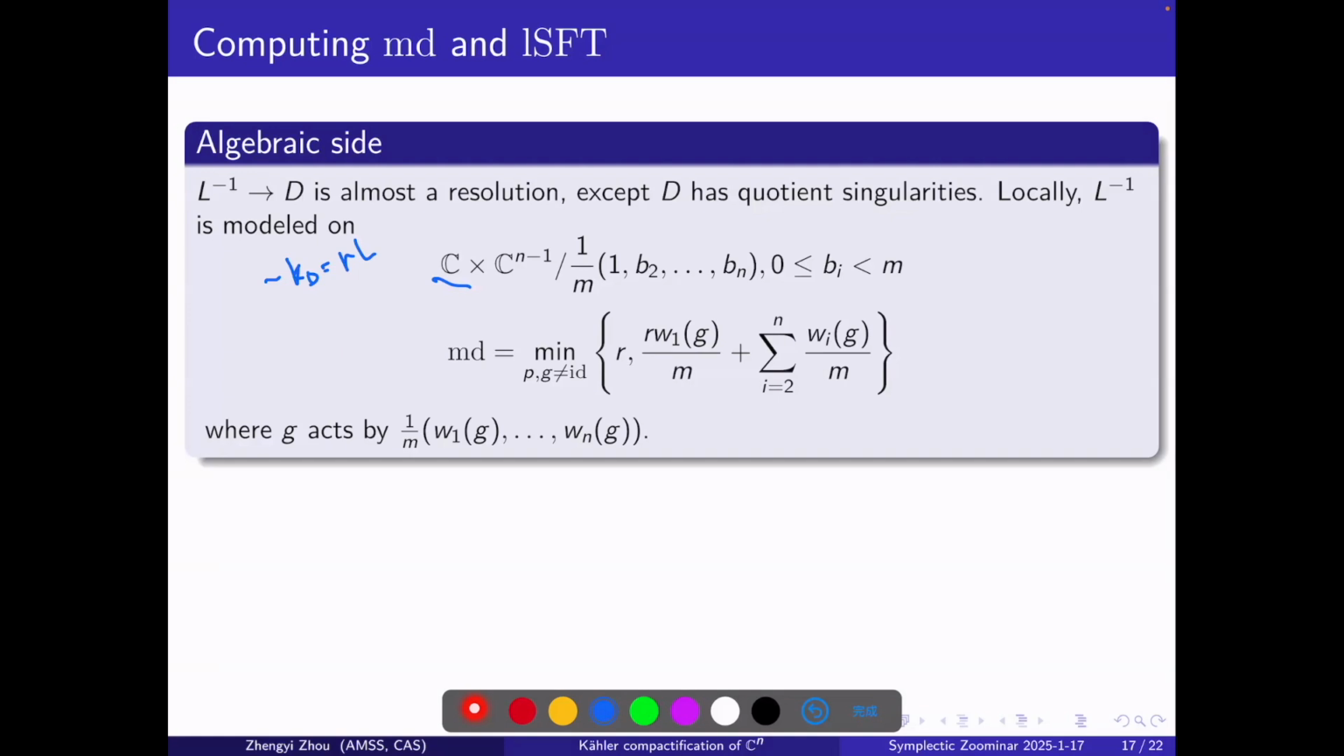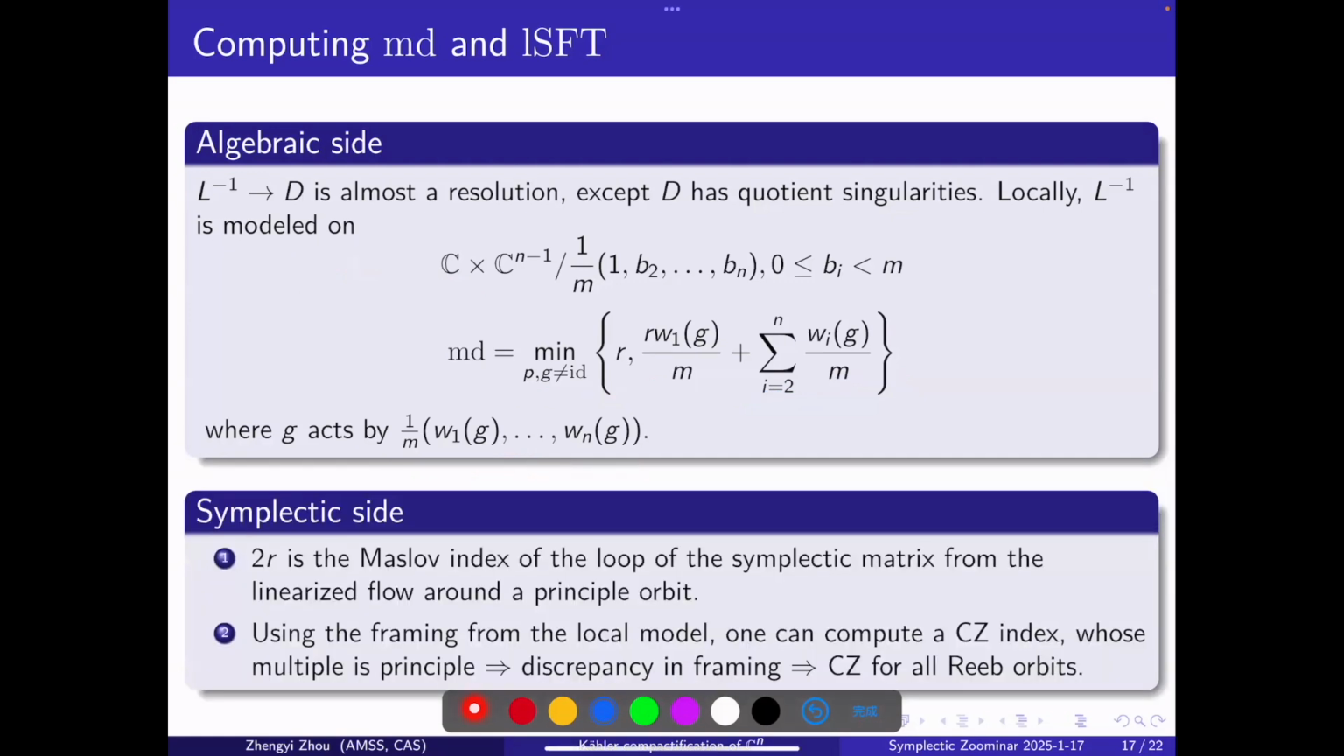And this minimum is taken from: you take a singularity in this total space of the line bundle, and you take an element in the isotropy group. If it acts by this action, then you take out this number. That's the minimum discrepancy. And then we can compute the minimum lower SFT as well.